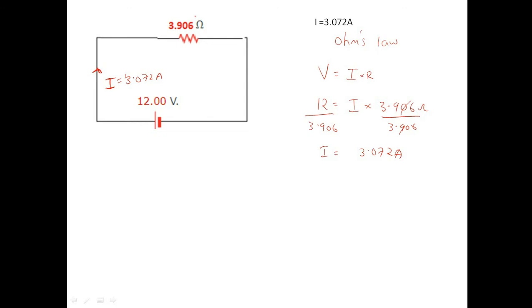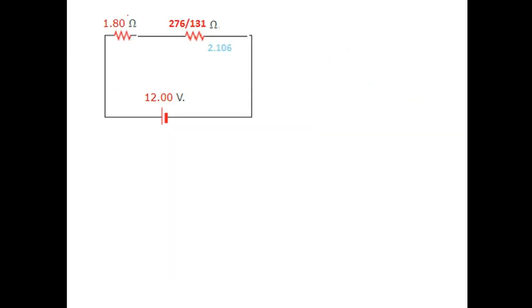Now if we move to the previous circuit, the one before this, that was 1.80 ohms and 276/131 ohms in series. We know that the current flowing through this is 3.072 amperes. As the 1.80 ohm resistor and this resistor are in series, the same current 3.072 will flow through this also, as the current is constant in a series circuit. If we move to the previous circuit, this 276/131 ohm resistor was the parallel combination of two resistors. The resistors were like this.